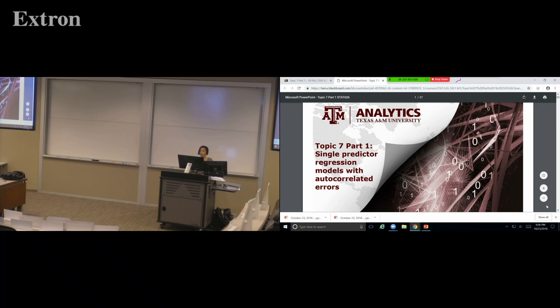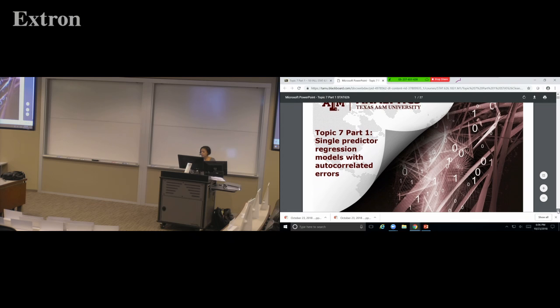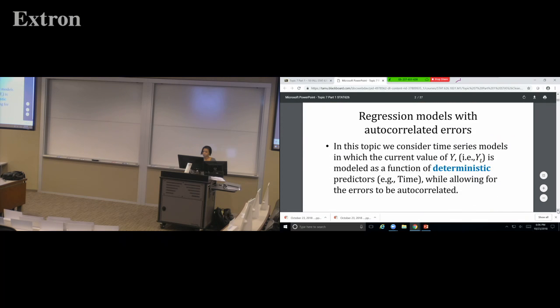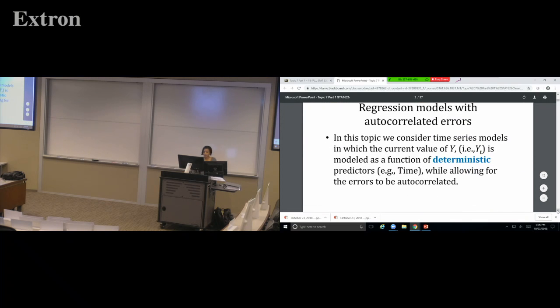So we're going to start the first half of the class talking about single predictor regression models with autocorrelated errors. The basic definition for a regression model with autocorrelated errors: we're going to consider a time series model where the current value of y is modeled as a function of deterministic predictors while allowing for the errors to be autocorrelated.